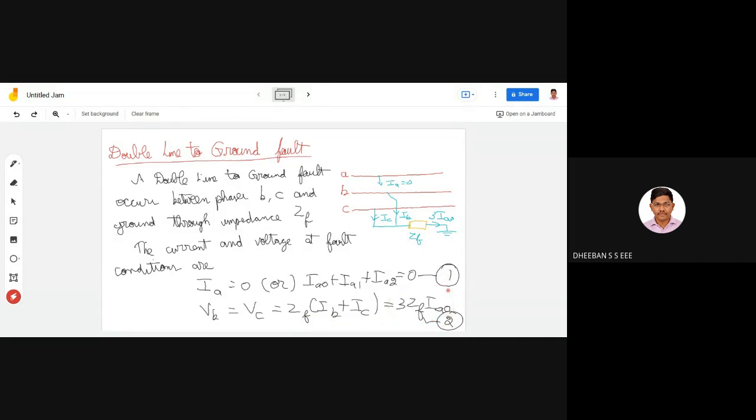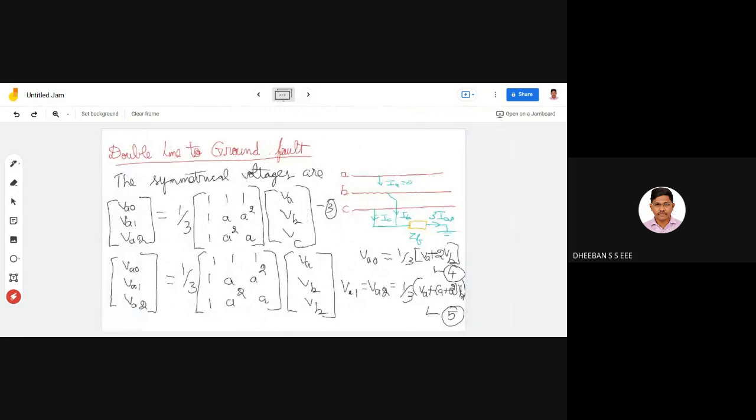So here, what I will be saying is that there lies your zero sequence component, but the current flowing in the A phase will be 0. But this zero sequence component lies because your ground comes into effect. Whenever your ground is coming into effect, you have to consider your zero sequence component. So this is the zero sequence component, 3 ZF into IA0. So this is one of the characteristic equations.